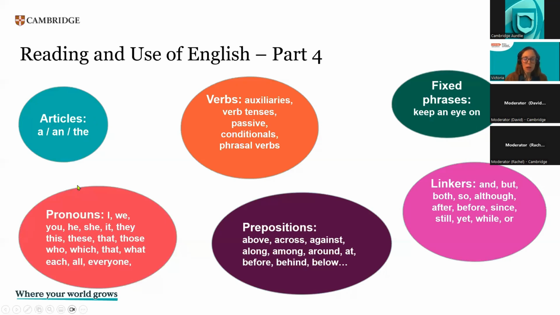So these are some of the words that you may need to use in this part of the exam. So articles, verbs, thinking about auxiliaries, verb tenses, passive voice, conditionals, fixed phrases as well, linkers, prepositions, pronouns. So you can see there is a wide range of words that you may need to include in this part of the text, but as you can see, they are kind of grammar words rather than content words.